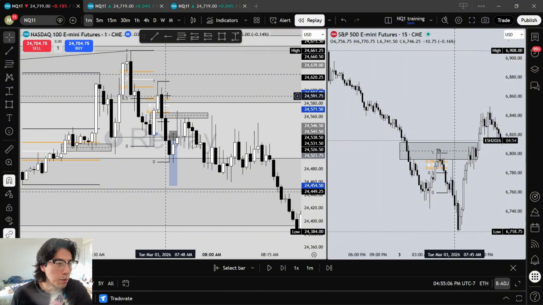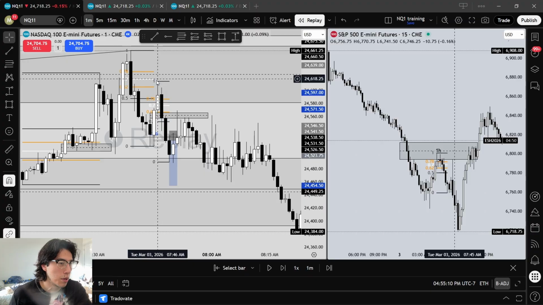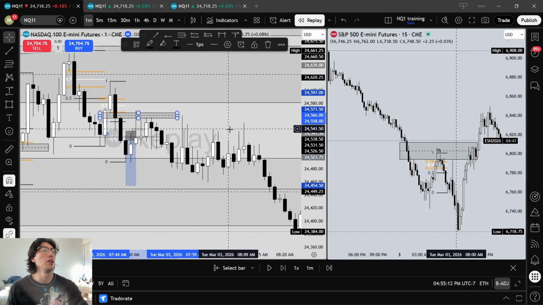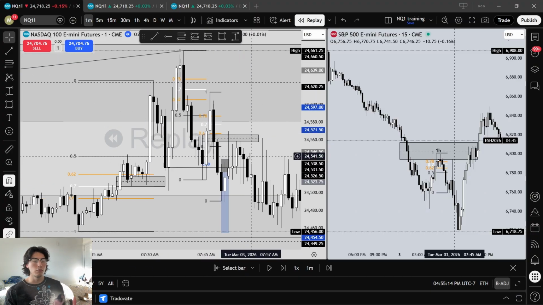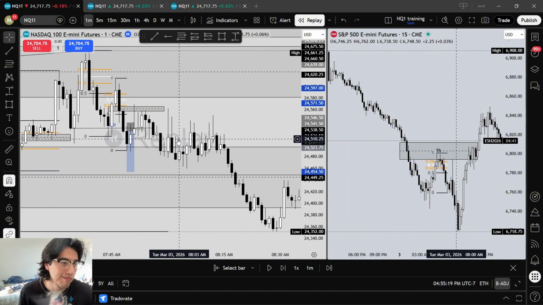Either wait for it to tap equilibrium with the change in state or wait for it to tap some sort of PD array, which could have been this OTE or this inverse gap right here. So that would have been a really good entry. Just kind of entered too early. So yeah, that was the trade this morning.